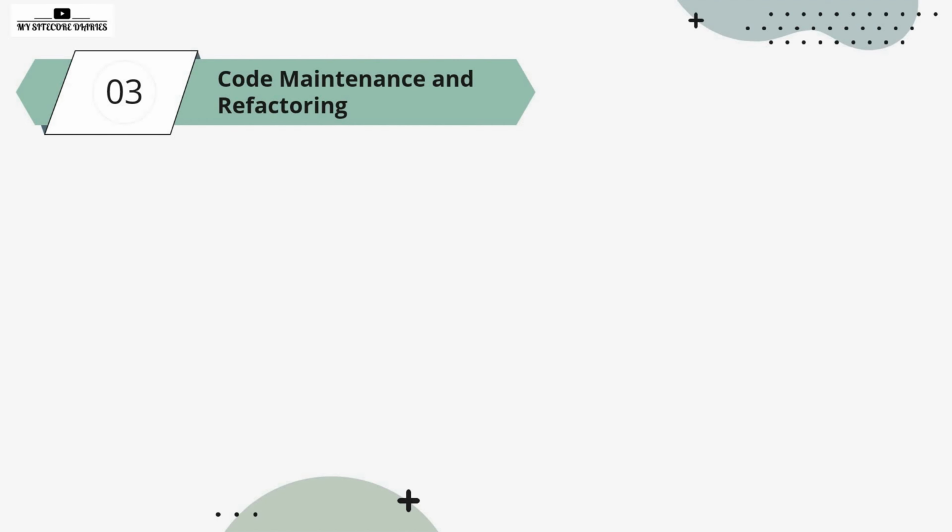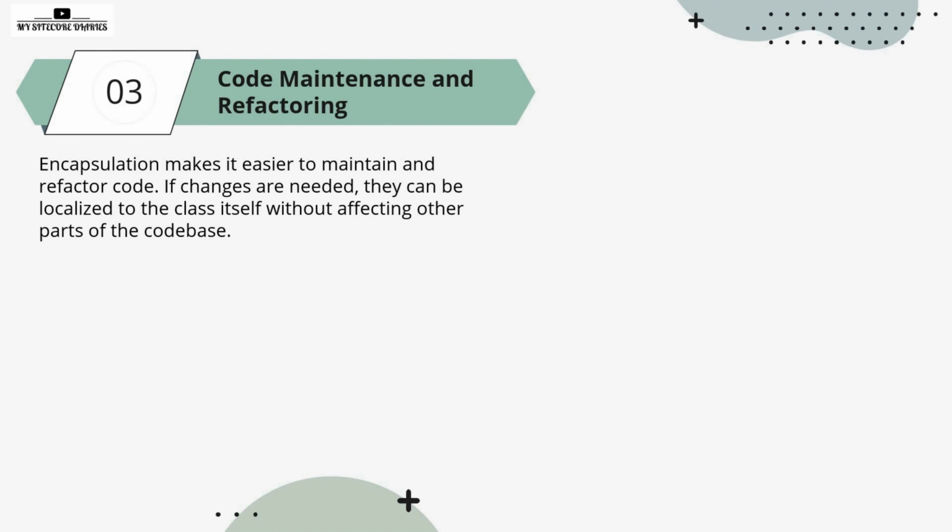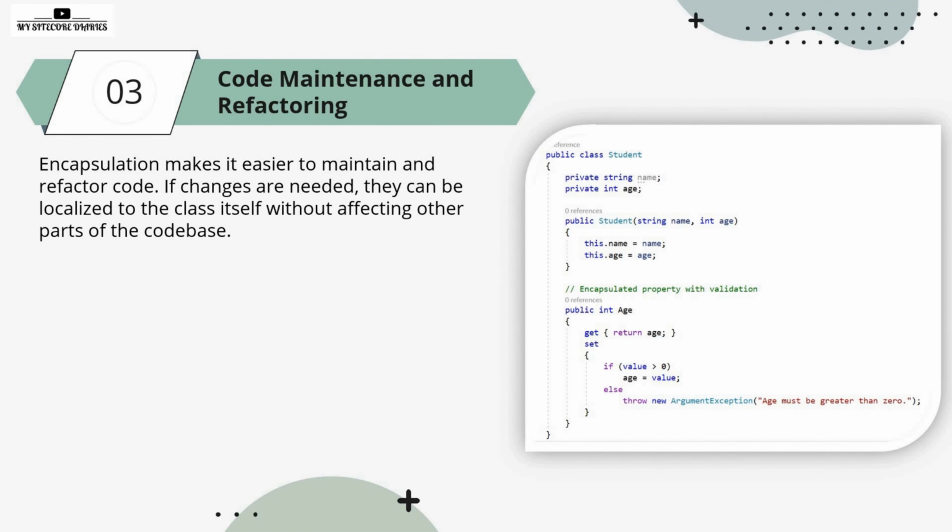Now the third point is code maintenance and refactoring. Encapsulation makes it easier to maintain and refactor code. If changes are needed, they can be localized to the class itself without affecting the other parts of the code base. We'll again see an example here. Here is a Student class. You have name and age, two fields. Then in the constructor you're assigning those values, whatever is coming, and you have a public integer Age property where you have get and set for the age.